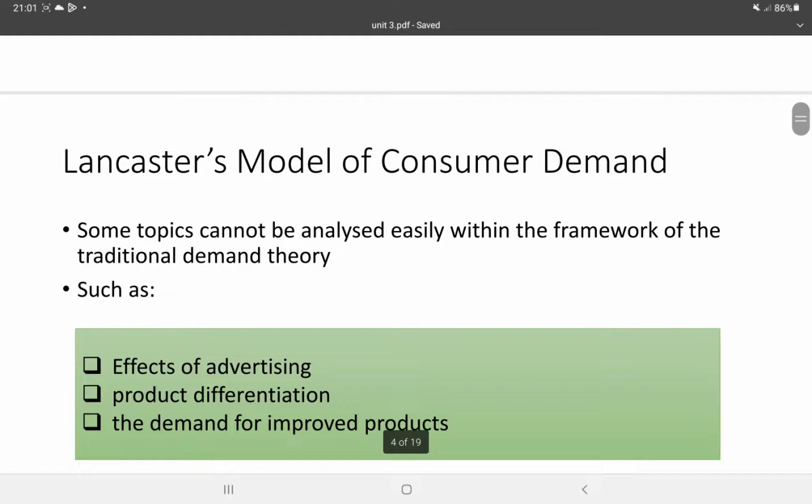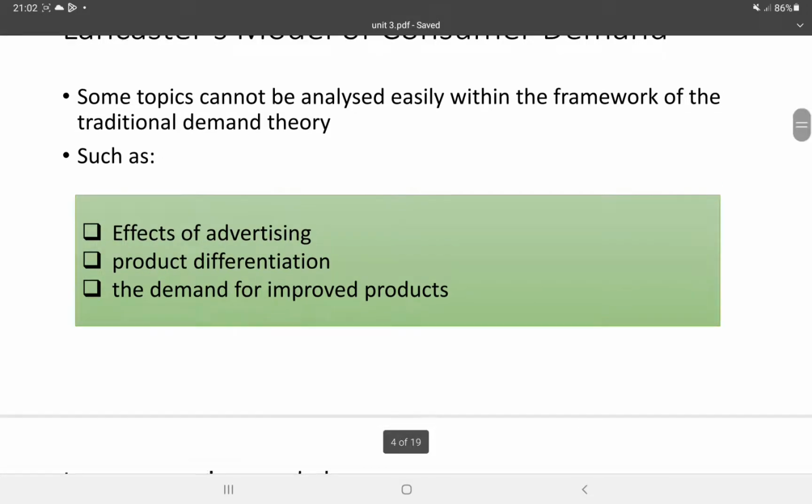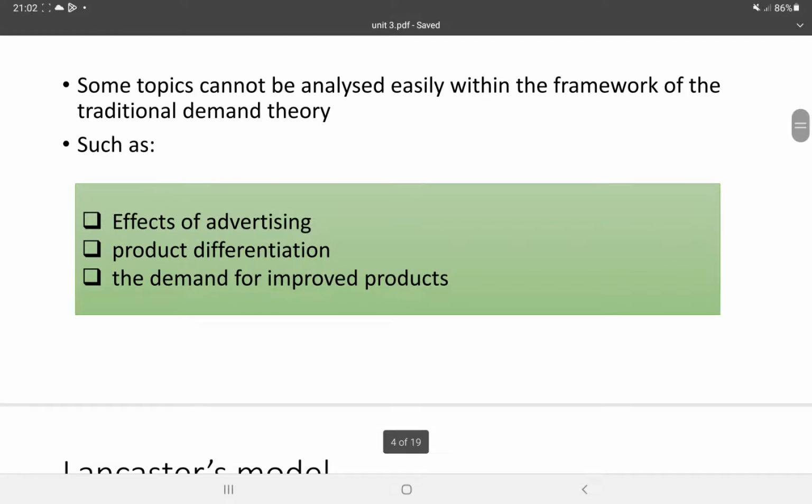Now, let's look at the Lancaster's model of consumer demand. Some topics cannot be analyzed easily with the framework of the traditional demand theory. This is what we just get to understand. Things like the effects of advertising, product differentiation, and the demand for improved products.